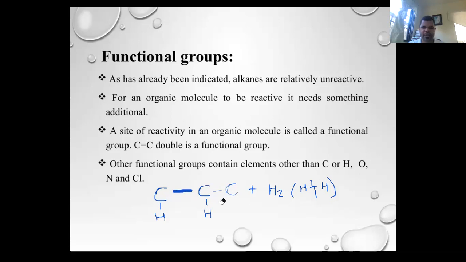Okay, that's what we get at the end. If you add a hydrogen molecule, the double bond is going to break, and then 2 hydrogens are going to attach to the 2 carbons that were sharing the double bond. This type of reaction is called hydrogenation. This is adding hydrogen to an alkene. And yes, that could happen in an alkane too.